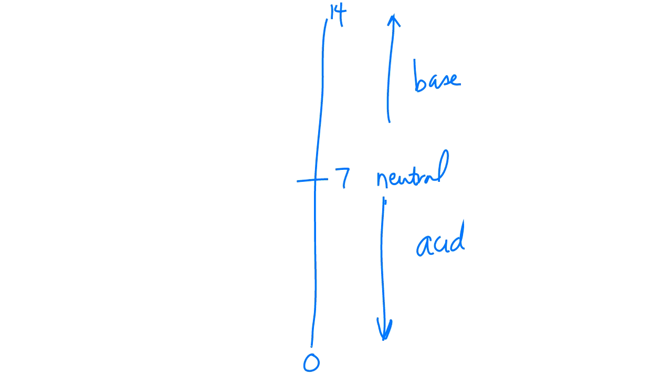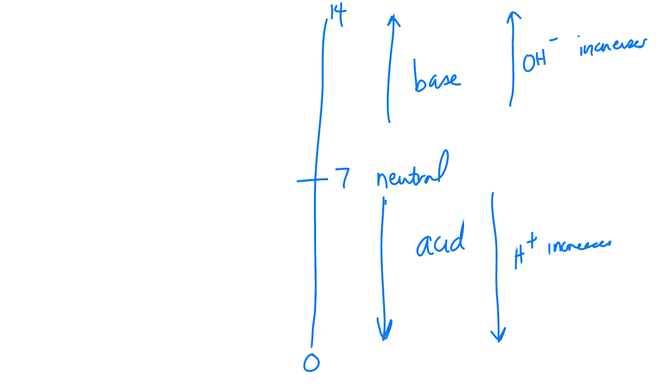So that would mean hydrogen ion concentration would increase, right, as you go down. So hydrogen ion increases as you go lower. There's another ion, which is the OH minus or hydroxide ion, that increases as the number gets larger. So in other words, the stronger the base, the more hydroxide ion, the stronger the acid, the higher the concentration of hydrogen ion.